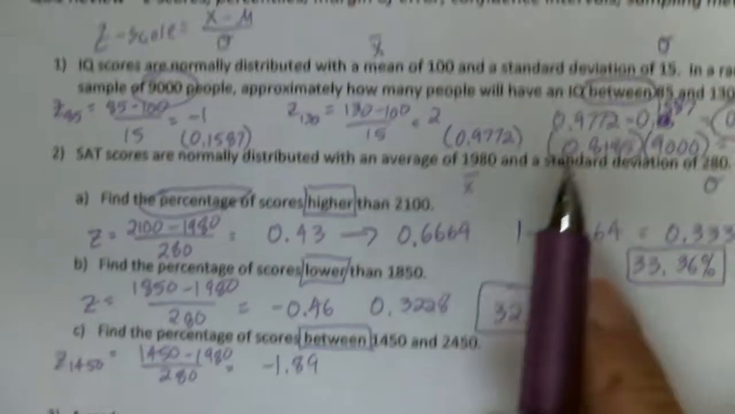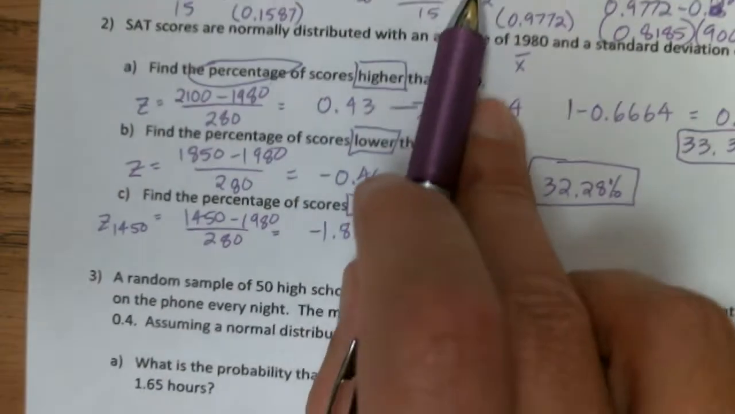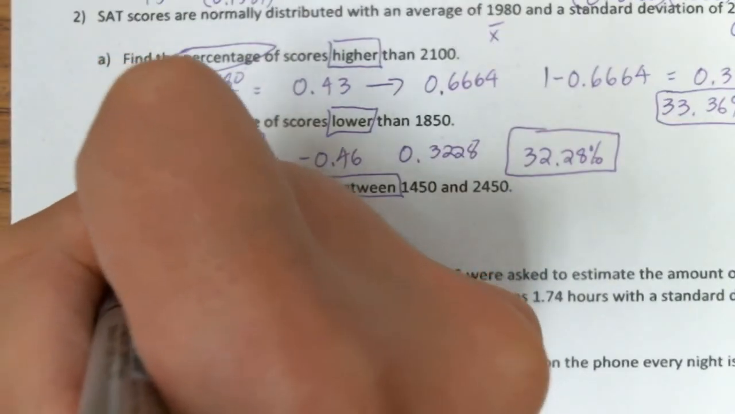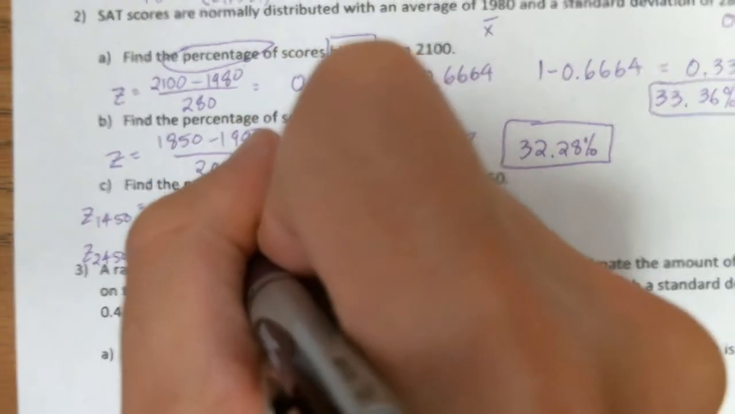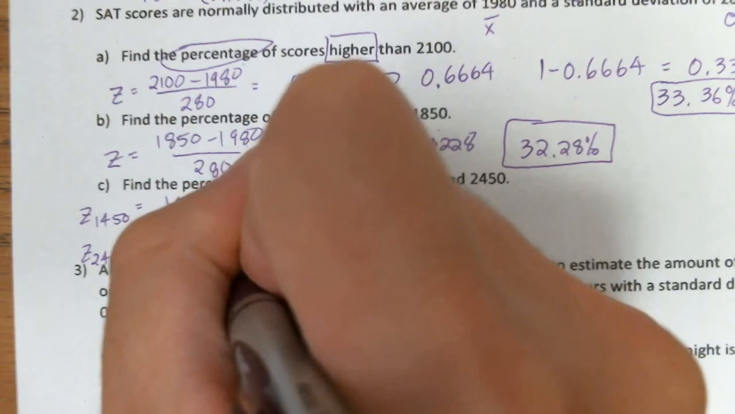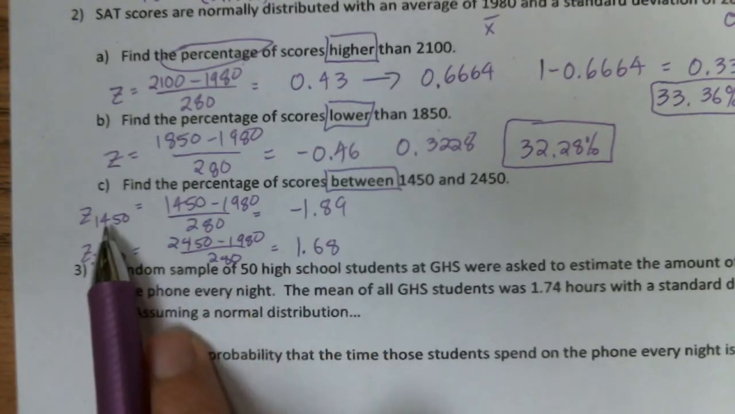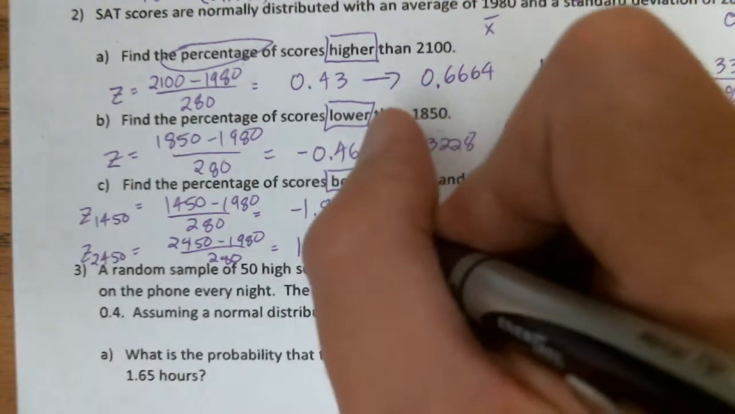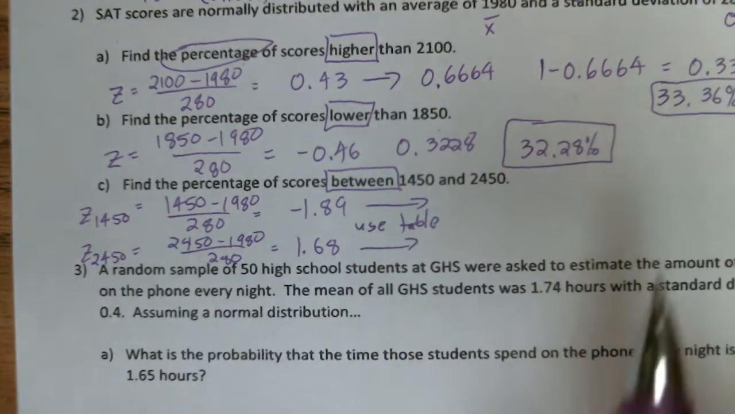Okay, so unlike number 1, we don't have these nice, pretty standard deviations. So when I have a z-score like this, I'm going to have to use the table. The z-score for 2450 is going to be 2450 minus the average over the standard deviation. That comes out to be 1.68. Okay, so I have the z-score for the 1450 and the z-score for the 2450. I have to go to the table and get the percentages for both of these.